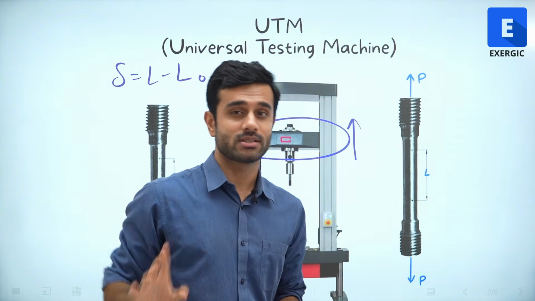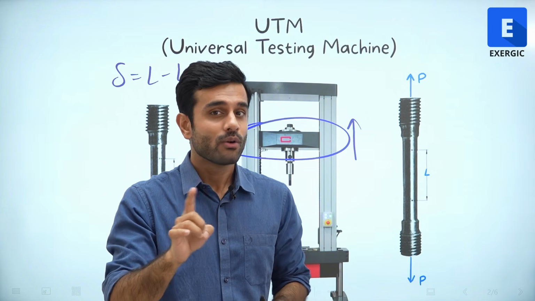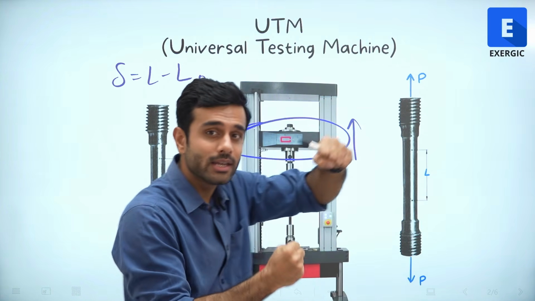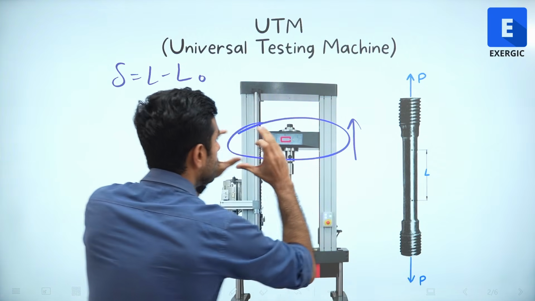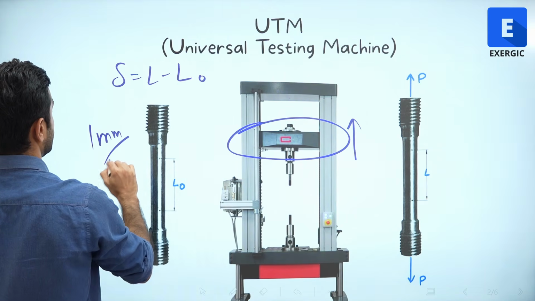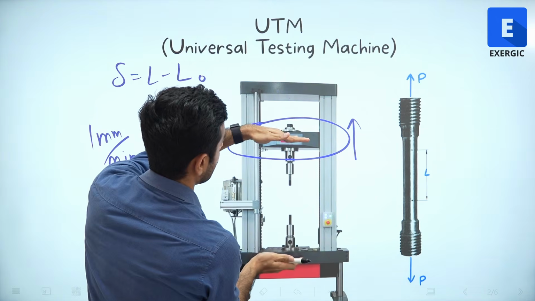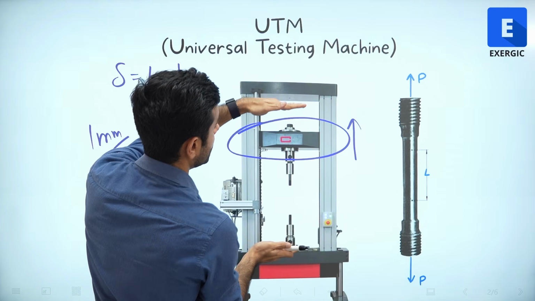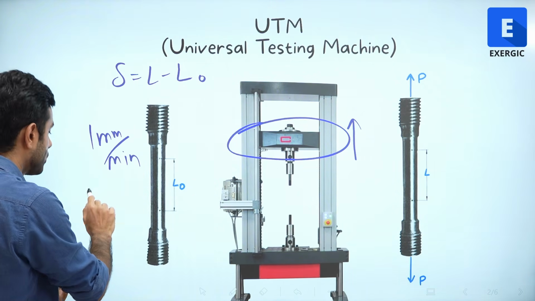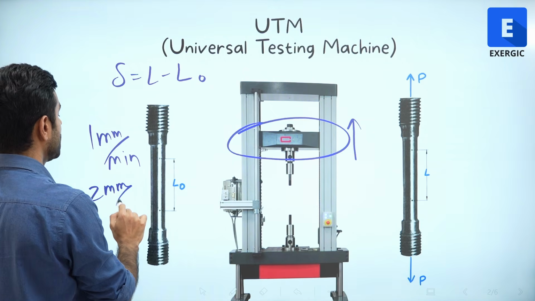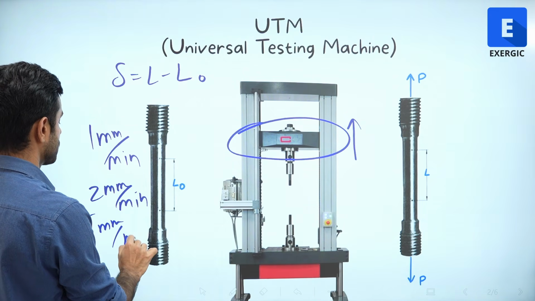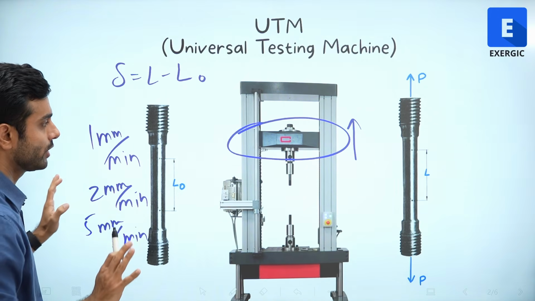That is kept constant. Listen again. We do not apply a constant load, or an increasing load. We move this at a constant speed of, let's say, 1 mm per minute. In 1 minute, this crosshead will deform the specimen by 1 mm, or maybe 2 mm per minute, or maybe 3 mm per minute. It can be different. That is not the main thing that you need to remember.